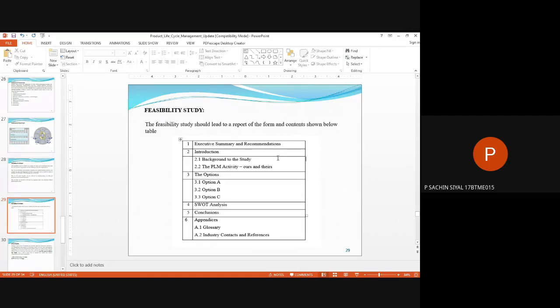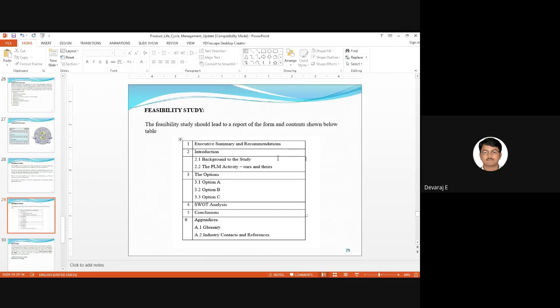Then SWOT analysis, strengths and weaknesses: you just give out the points, what strengths your product has and what weaknesses it has compared to the existing product in the market. And then the conclusion is again giving back the summary of what features your product will have.